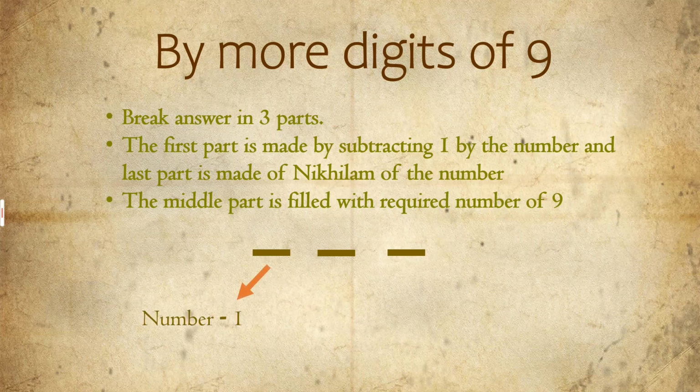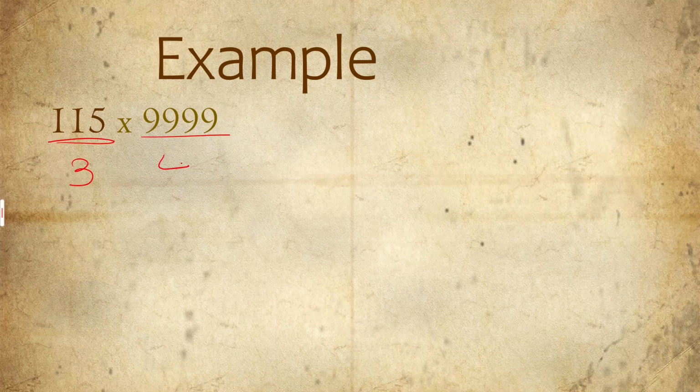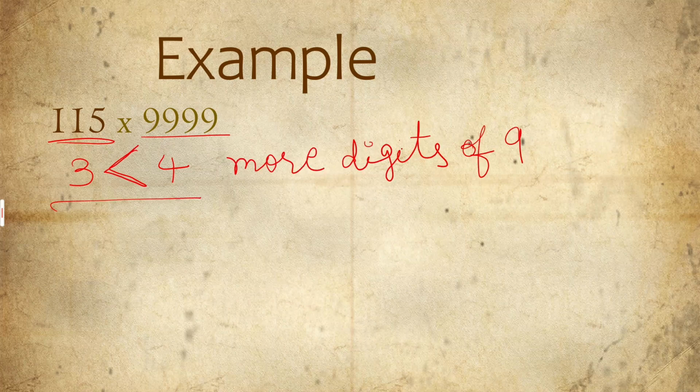In the first part, we have the number minus 1. In the last part, we have the nikhilam of the number. And in the middle part, the required number of 9s. Let's have an example to understand what required number of 9s means and also understand the concept better. So here we have 115 into 4 times 9. 115 has 3 digits, while 4 times 9 is 4 digits. So the number of 9s is more, right? Therefore we can apply the more digits of 9 rule.